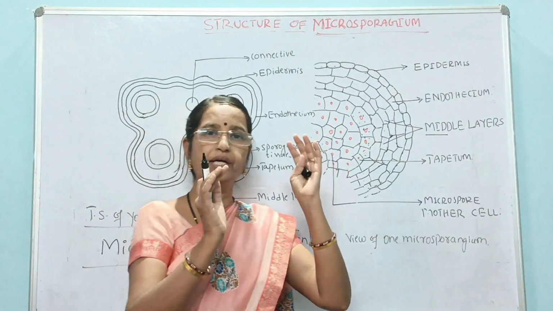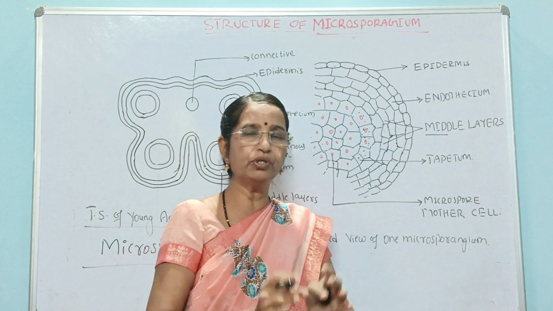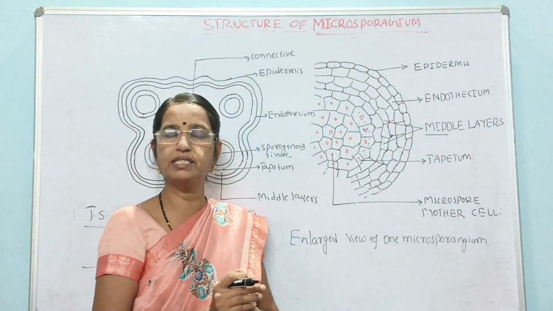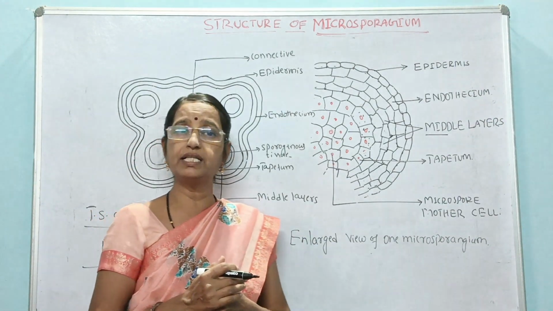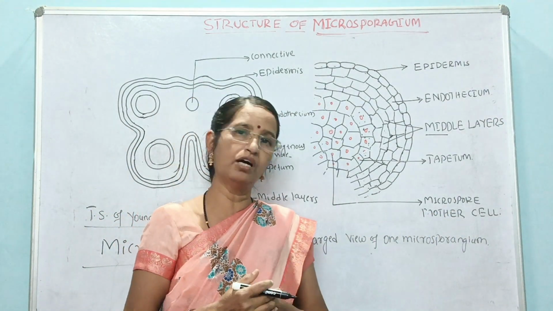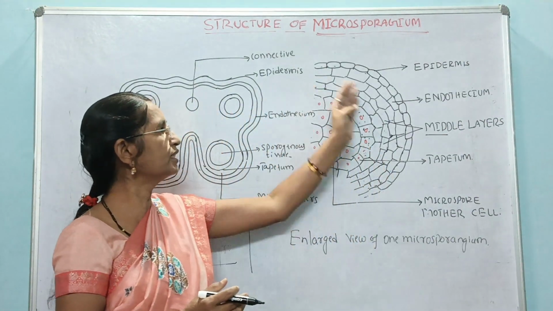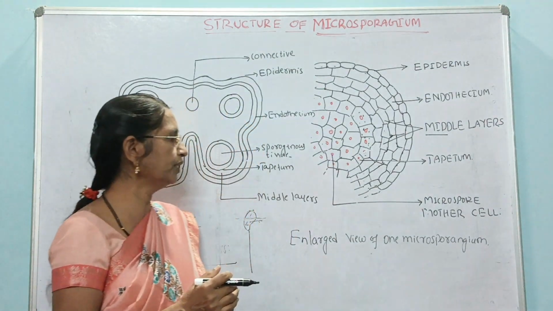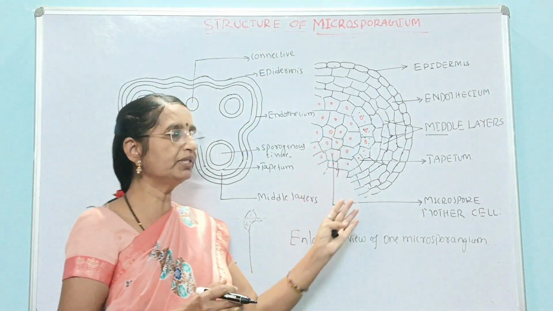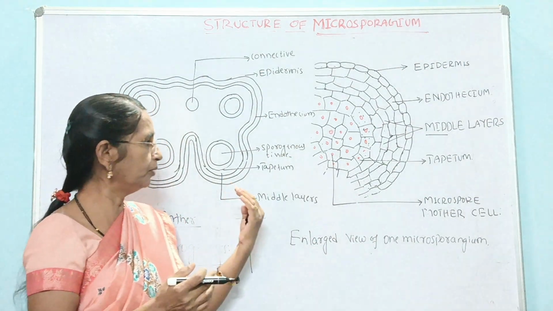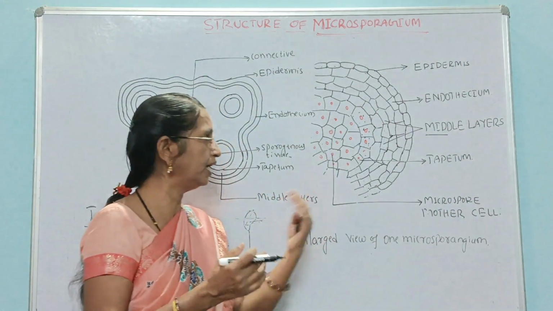Sporogenous tissue undergoes reductional division, or meiosis, to give rise to a large number of microspore mother cells, and these microspore mother cells, or pollen mother cells, in future produce a large number of pollen grains. So this is how the structure of the microsporangium shows its features. Apart from this, what is next? Here, this is the enlarged structure I have explained to you.